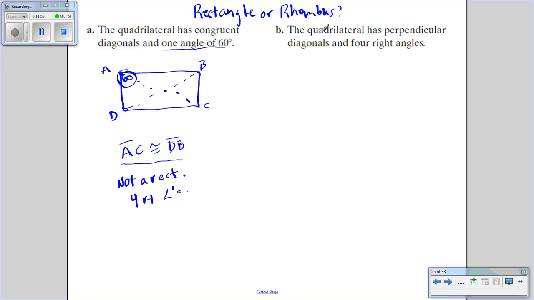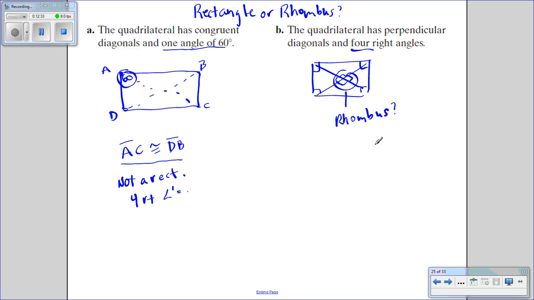Let's go over to this one. This one says the quadrilateral has perpendicular diagonals. So the diagonals are 90 degrees, all in the middle. And it also says it has 4 right angles. Now, is this a rhombus or a rectangle? Well, it's definitely not a rectangle because a rectangle does not have perpendicular diagonals. So right now, this information tells me it's a rhombus.